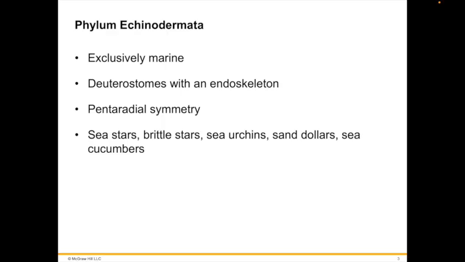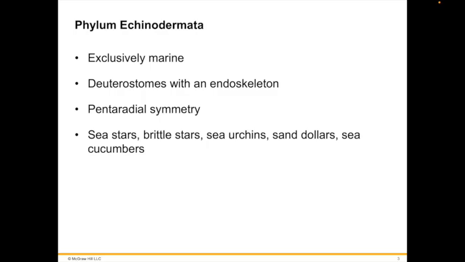Members of the exclusively marine phylum Echinodermata are characterized by deuterostome development and possession of an internal skeleton. This endoskeleton is comprised of hard calcium carbonate plates that lie just beneath the delicate skin. The term echinoderm, which means spiny skin, refers to the spines or bumps that occur on these plates in many species.